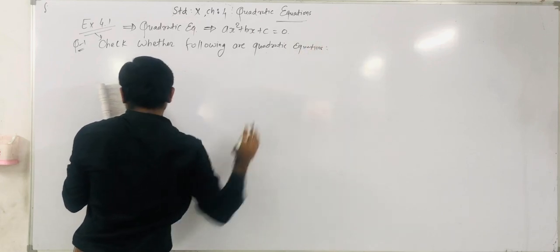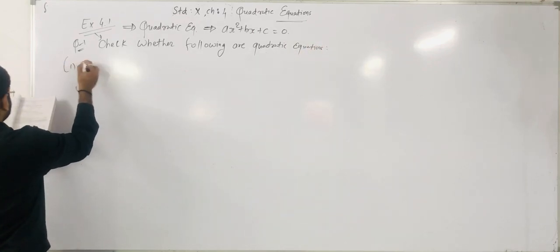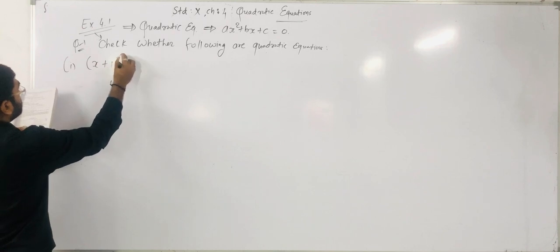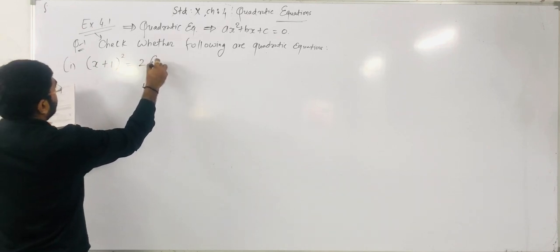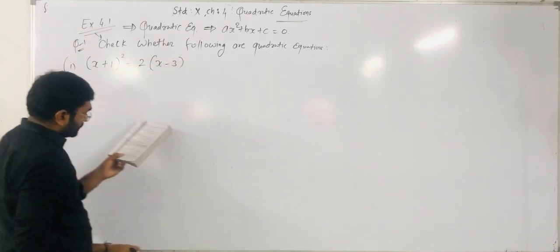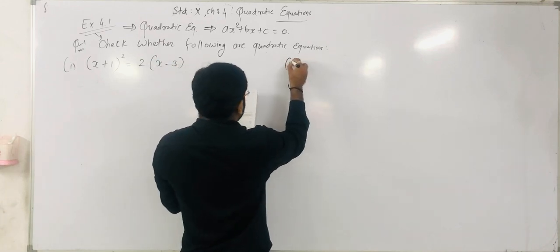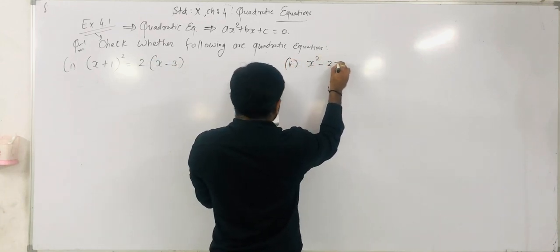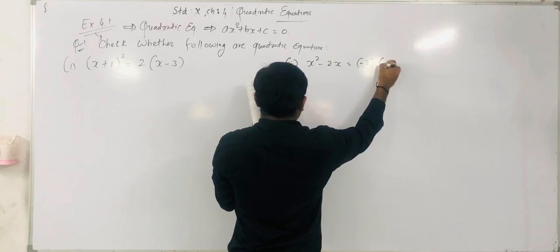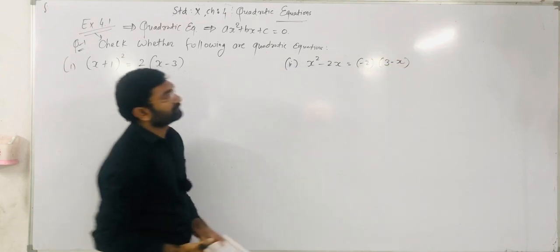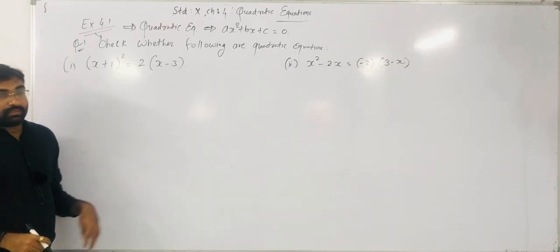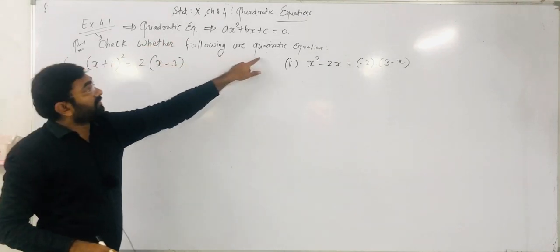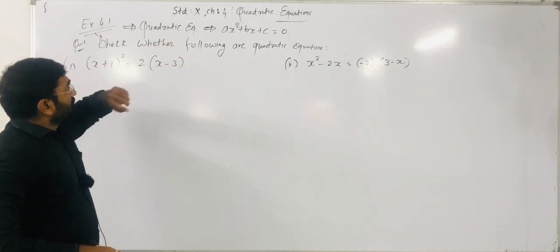We have to check it out. Okay. So first question is: given (x + 1)² = 2(x − 3). Here I also mention the second one, which is: given x² − 2x = −2(3 − x). Okay. So we have to check whether the given equations are quadratic or not.